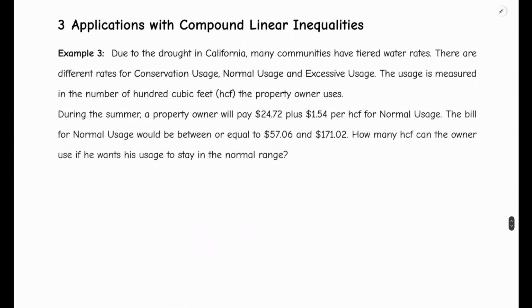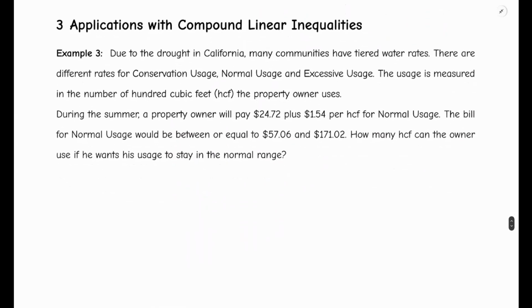Part 3. Applications with compound linear inequalities. Due to the drought in California, many communities have tiered water rates. There are different rates for conservation usage, normal usage, and excessive usage. The usage is measured in the number of 100 cubic feet the property owner uses.